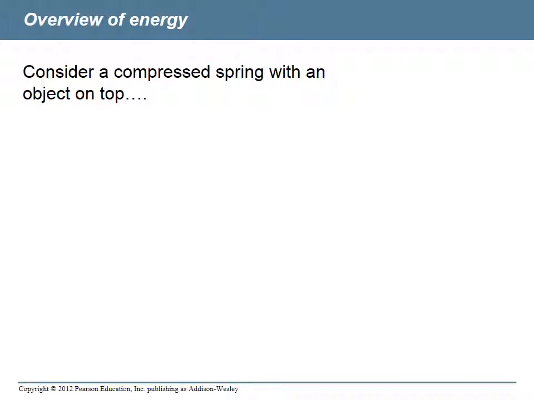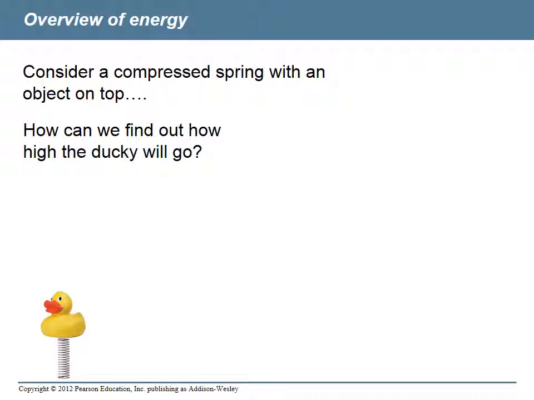So if we were to consider just a spring with some object on top, like we have here, we have this compressed spring right here, and then this rubber ducky on top. If we wanted to find out how high this rubber ducky would go, we could use the kinematic equations, but we would need some acceleration, right? We need to figure out what the acceleration upwards is, and that way we could find its velocity and all that stuff. But we can get this acceleration from Hooke's law, F equals negative kx, and also Newton's second law, F equals ma.